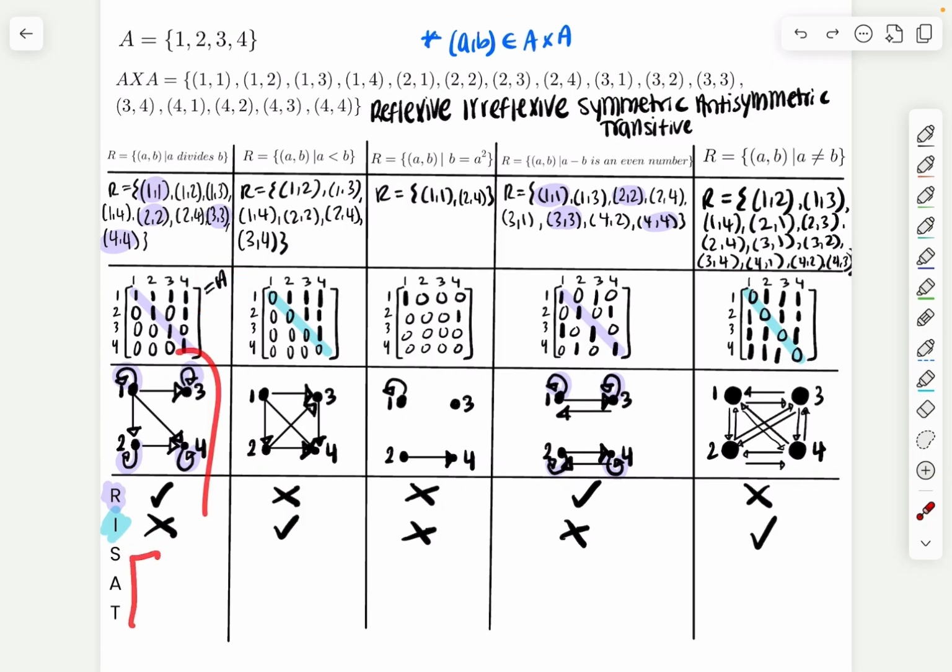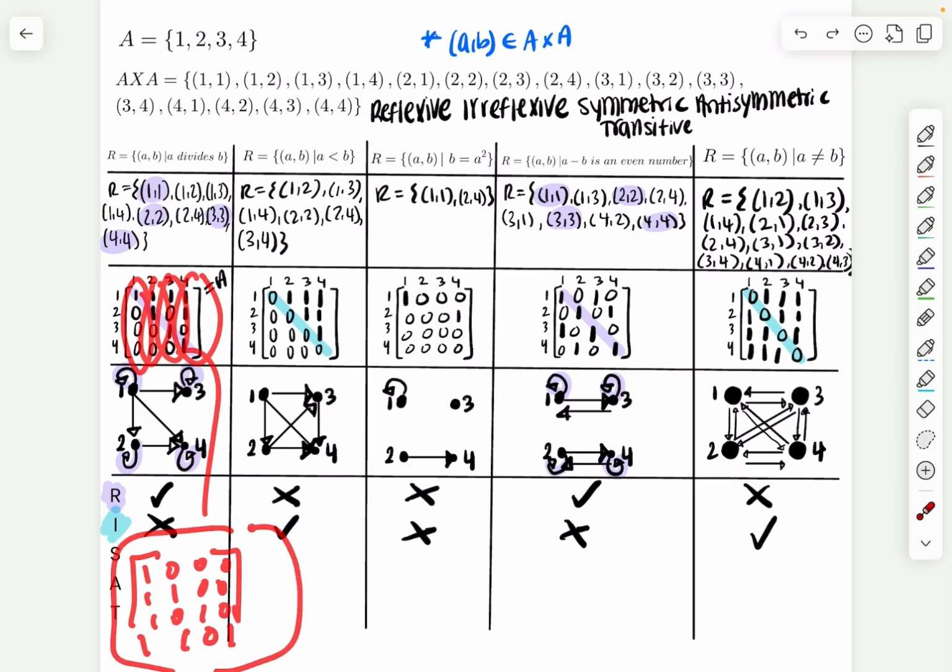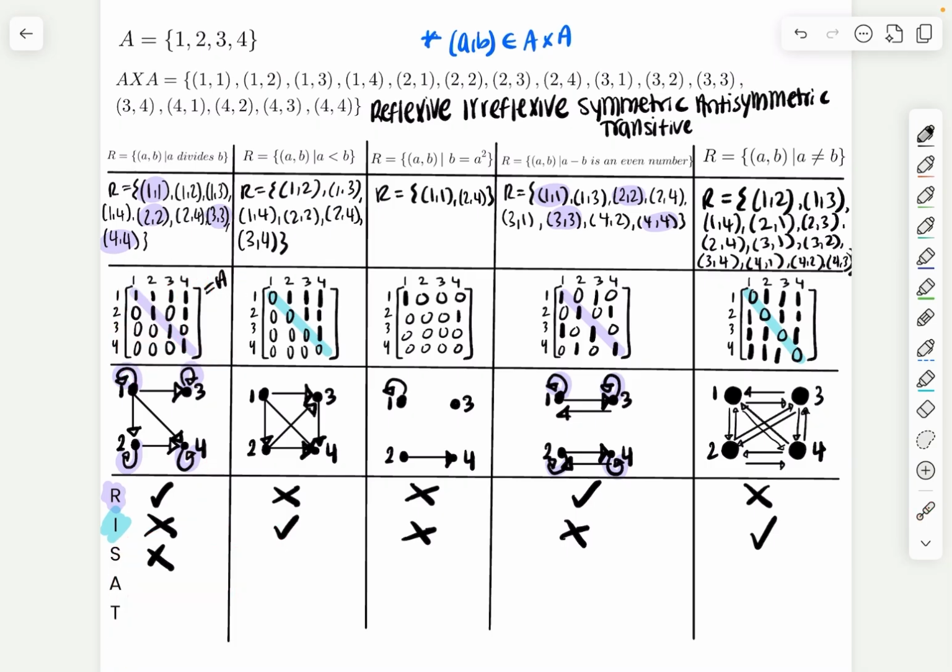So for this matrix, I'm going to take this column, make it a row. I'm going to take this column, make it a row. I'm going to take this column 1, 0, 1, 0, make it a row. I'm going to take this column 1, 1, 0, 1, make it a row. Is this the same as this matrix? No. You can see that here we have 1, 0, 0, 0. Here we have 1, 1, 1, 1. It's not the same matrix, so it's not symmetric.